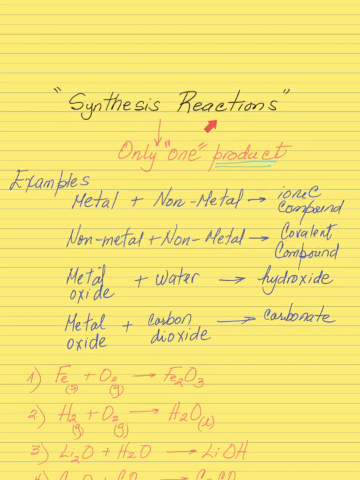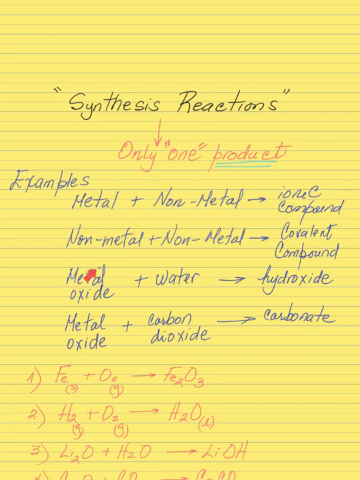Examples of synthesis reactions. When you have a metal reacting with another metal, producing an ionic compound, synthesis reaction. When you have a non-metal combined with another non-metal to produce a covalent compound, you have a synthesis reaction. Now, see, element, compound, element, compound. But you can have compound and compound just to form another compound. And since you have only one product, the reaction is going to be classified as a synthesis reaction.